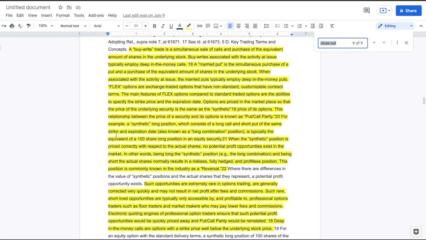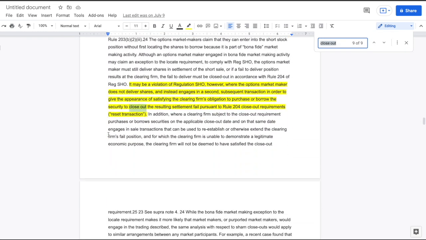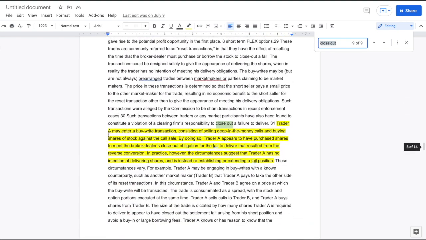Now, the SEC actually outlines an example of this, and when we come down below, let me see if we can get to this actual example. So trader A may enter into a buy right transaction consisting of selling deep in the money calls and buying shares of stock against the call side. By doing so, trader A appears to have purchased shares to meet the broker dealer's closeout obligation for the fail to deliver that resulted from the reverse conversion. In practice, however, the circumstances suggest that trader A has no intention of delivering shares and is instead reestablishing or extending a fail position.